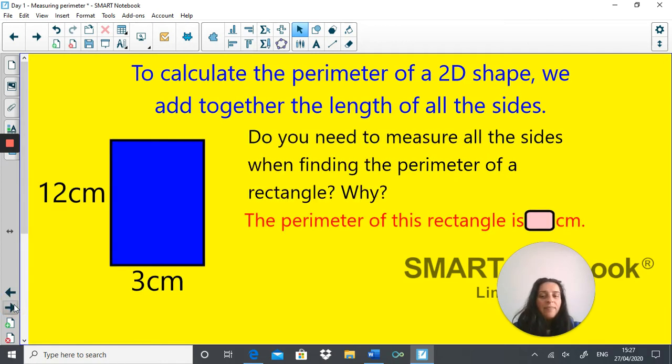Now, I did refer to this earlier on in the lesson. So here we have a rectangle. This side is 12 centimetres and this side is 3 centimetres. My question to you is, do we need to measure all the sides when finding out the perimeter of a rectangle, and why? Pause the video and have a look at that question and try to formulate an answer in a full sentence to think, do we need to know all the sides of a rectangle to work out what the perimeter is?